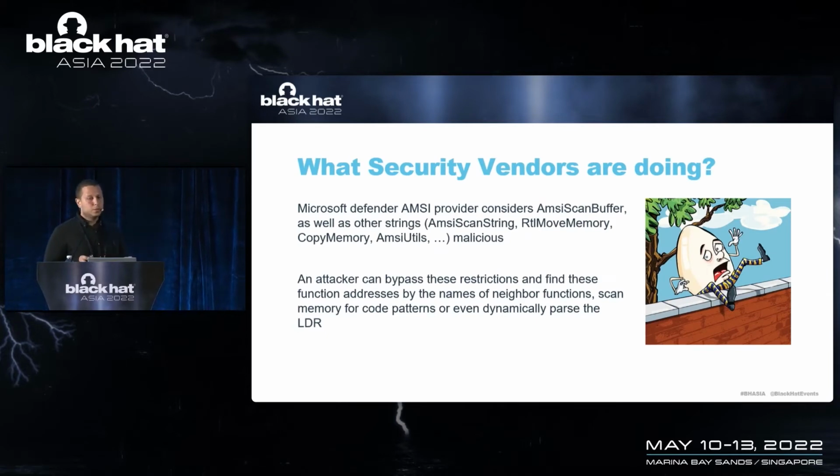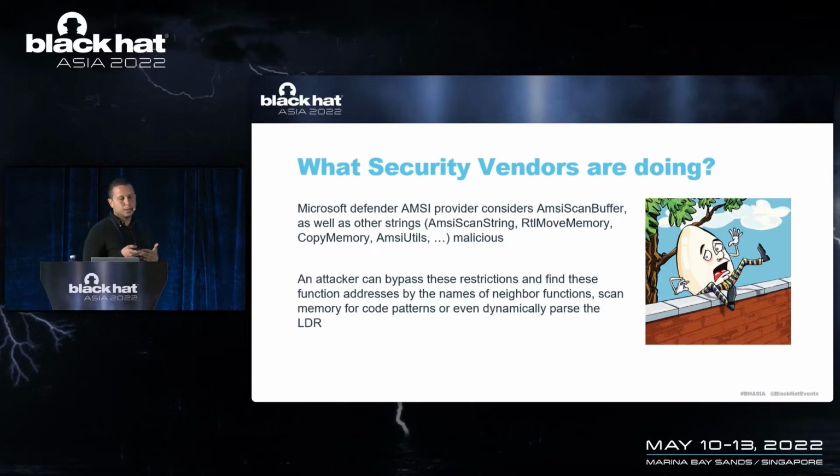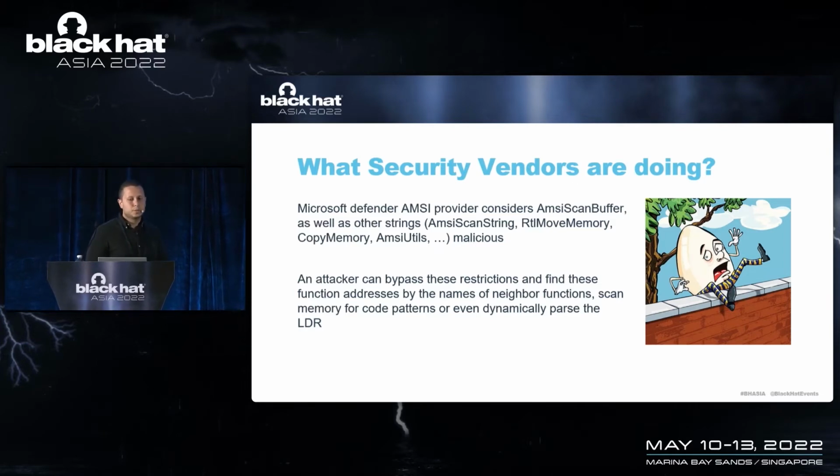So what are security vendors currently doing? Microsoft Defender AMSI provider chooses to handle these AMSI bypass techniques by declaring that each string that is connected to these bypass techniques is malicious, like AMSI scan buffer, as well as AMSI scan string, RTL move memory, copy memory, AMSI utils, and so on. An attacker can bypass these restrictions by finding function addresses by names of neighbor functions, scanning memory for code patterns, or even dynamically parsing the LDR.